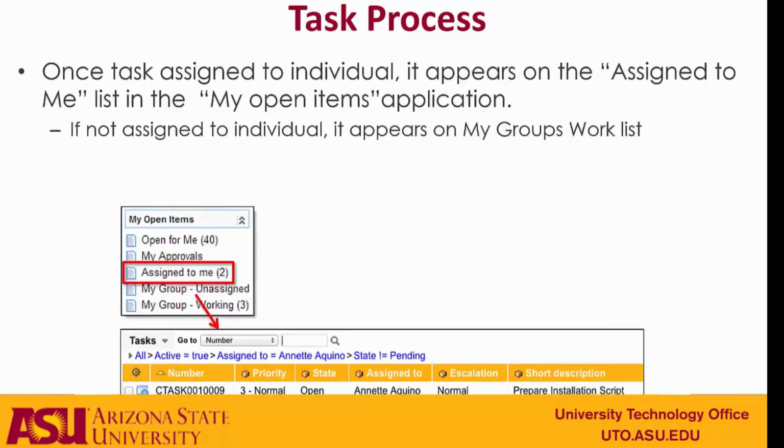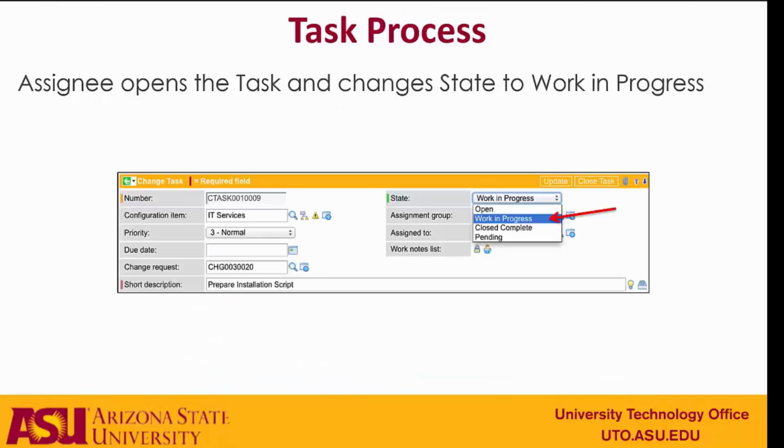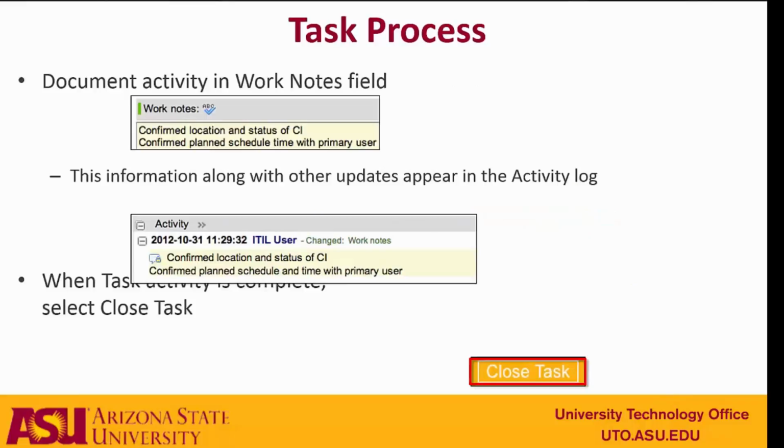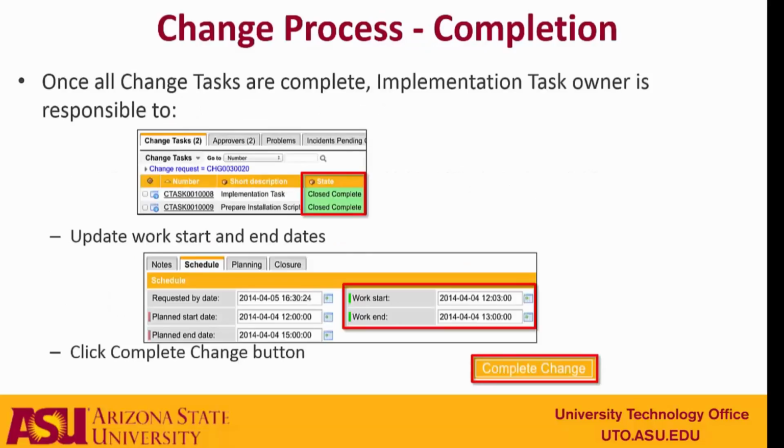While you're working on the task, you can set it to Work in Progress and document activity in the work notes. Every time you save, of course, that will be put in the activity log. When the task is complete, you select Close Task. Once all of the tasks associated with a change record are done and are marked Close Complete, then the owner of the change record will go in, set the actual work start and end date, and click on the Complete Change button in the change record.